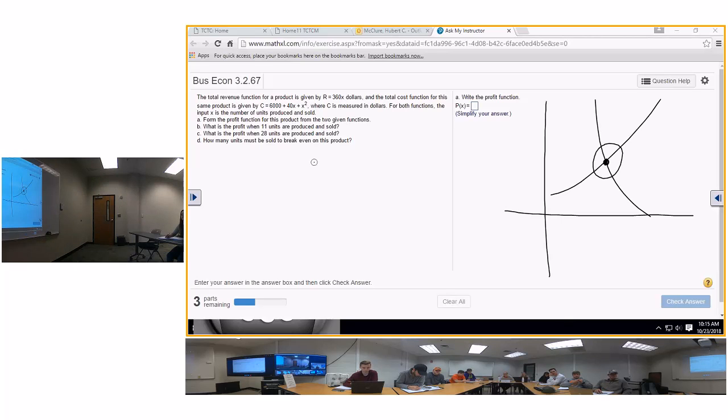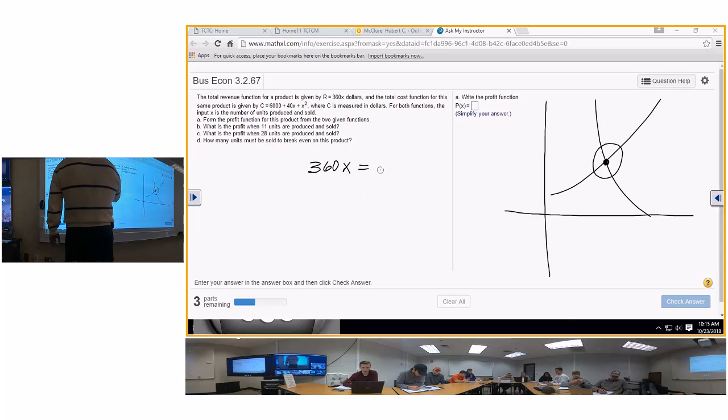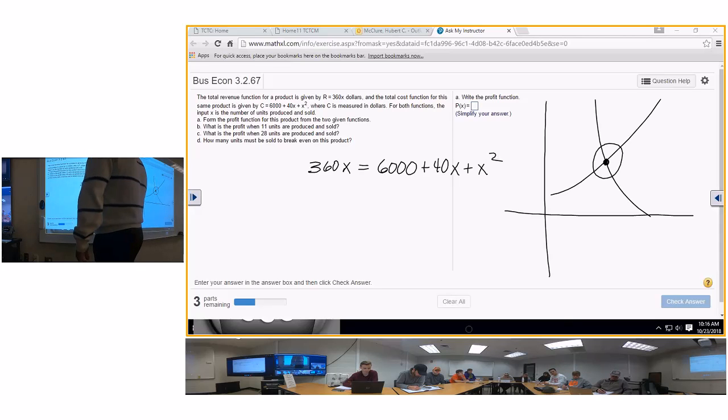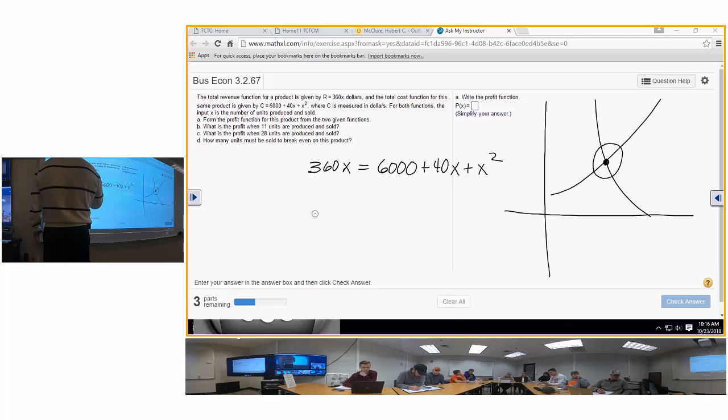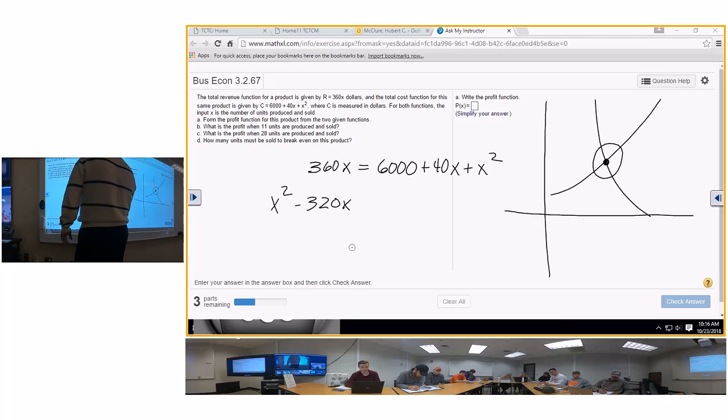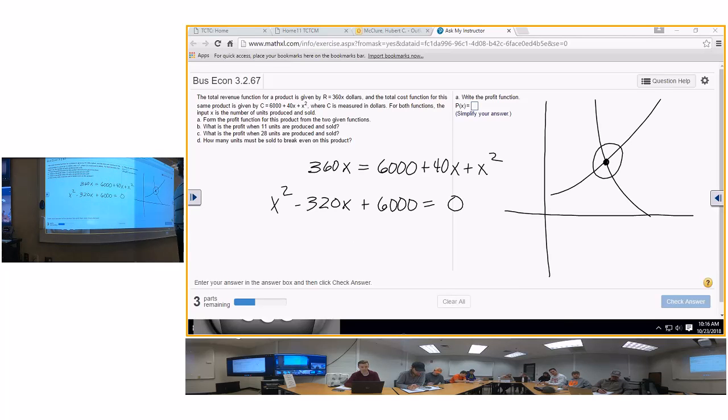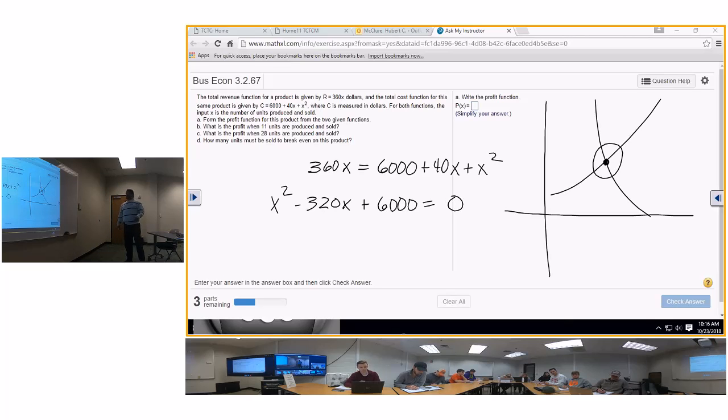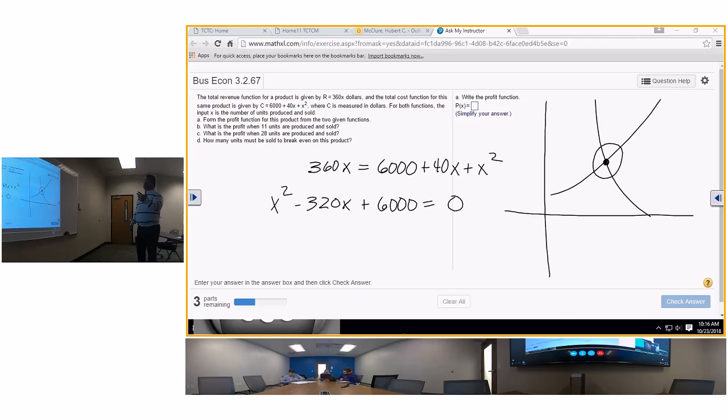So 360x is equal to 6,000 plus 40x plus x squared, which they have written backwards. I'm just going to rewrite the whole thing. First you need to bring that 360 over: x squared plus, what's 40 minus 360? 320. Thank you. So x squared minus 320x plus 6,000 is equal to 0. Somebody check and make sure I did my math right. Basically all I did was, this is a seesaw, and I brought this over here, and I brought all this over here, and then I subtracted, so it should be the same, okay?